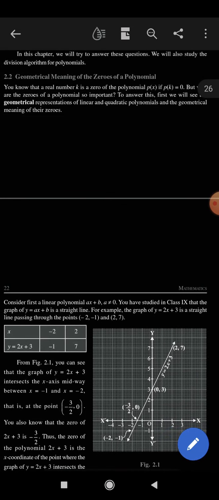2.2 Geometrical meaning of the zeros of a polynomial.